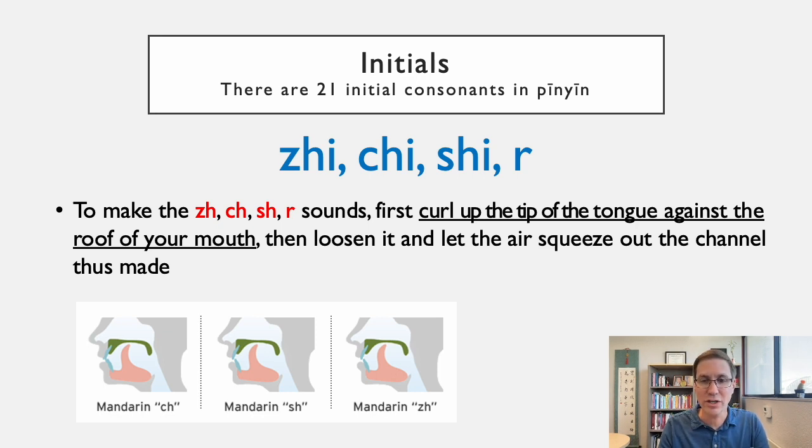If you look at the image here on the screen, you'll see what your tongue should be doing. This here is your tongue. So it's curled up, almost touching the tip of the roof of your mouth. Let's listen to the audio, and please repeat out loud after it.